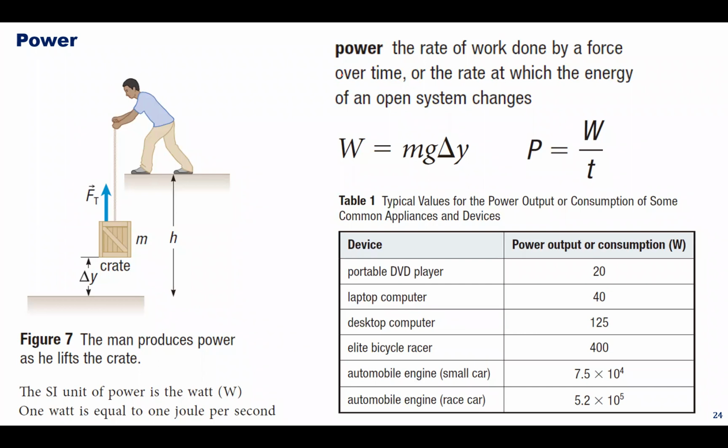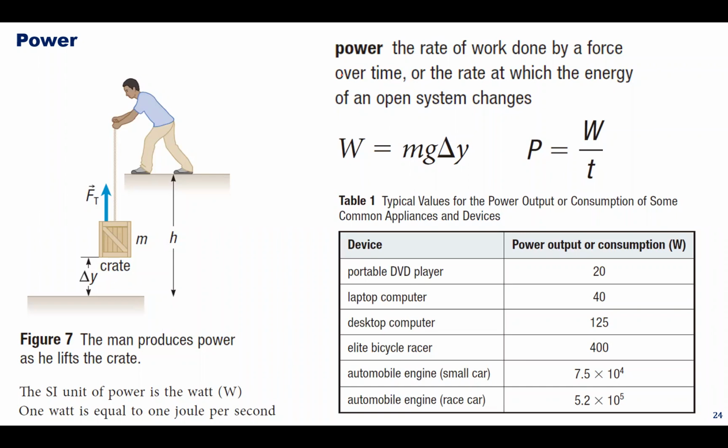A man using a rope to lift a crate does work on the crate as it moves from the floor to a height h, as shown here in figure 7. The displacement changes the potential energy of the crate by an amount mg delta y. This energy comes from the man as he pulls on the other end of the rope and does an amount of work W, which equals mg delta y, on the rope. If this work is expended during a time t, then the power P exerted by the man is defined as P equals W over t. So intuitively speaking, the power is actually the work done in a unit time, right?